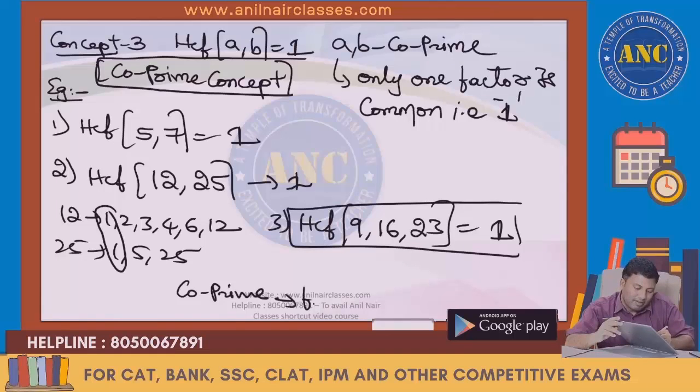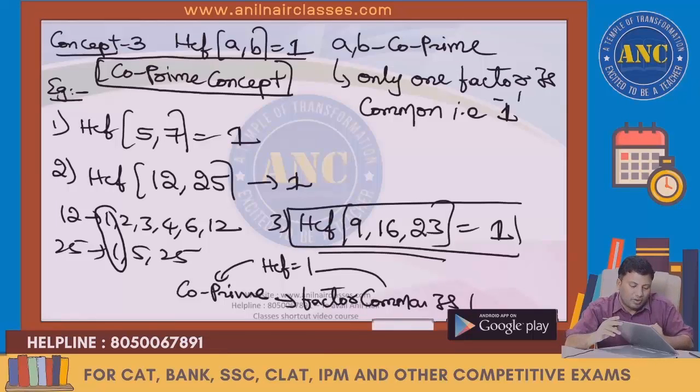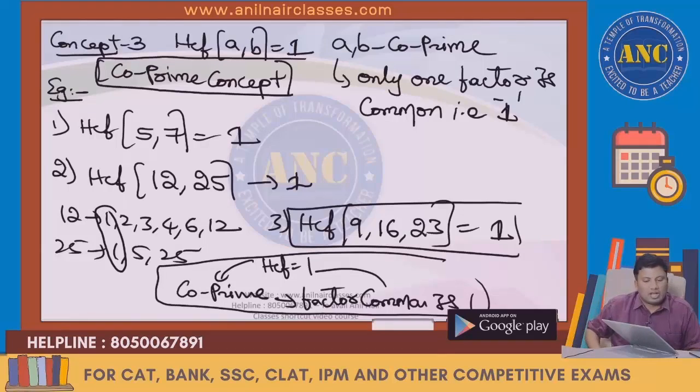Co-prime means factor common is 1. If the factor common is 1, HCF will be 1. If HCF is 1, then the numbers are co-prime to each other. If numbers are co-prime to each other, HCF is nothing but 1. Concept 3.